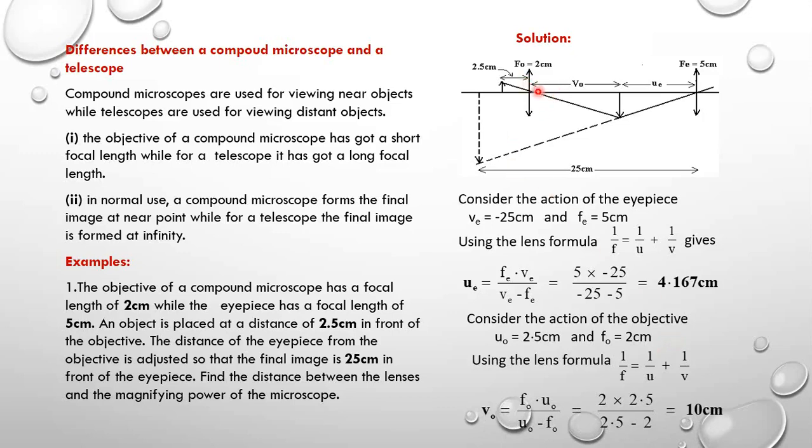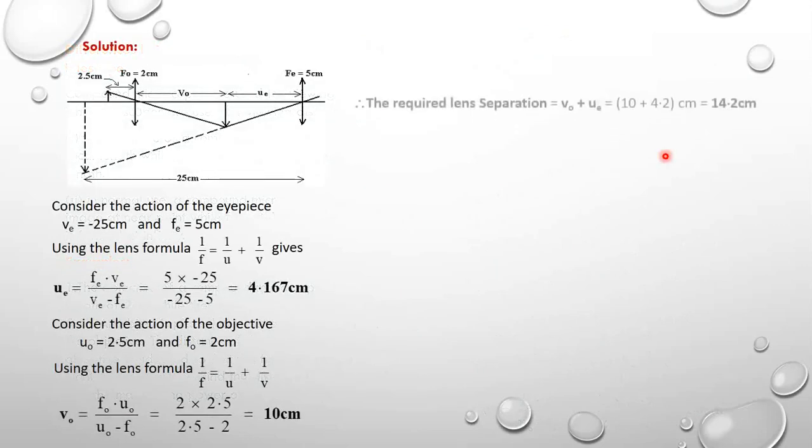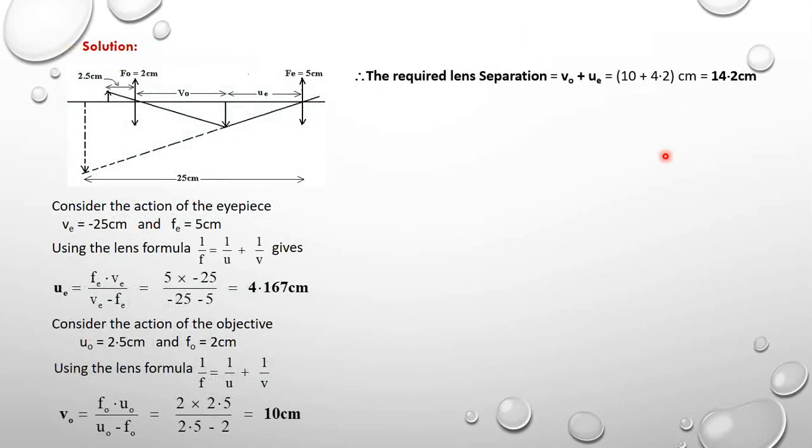So it means that the distance between the objective and the eyepiece is going to be V0 plus UE, which is 10 plus 4.2, which will give us 14.2. So 14.2 centimeters is the required separation.